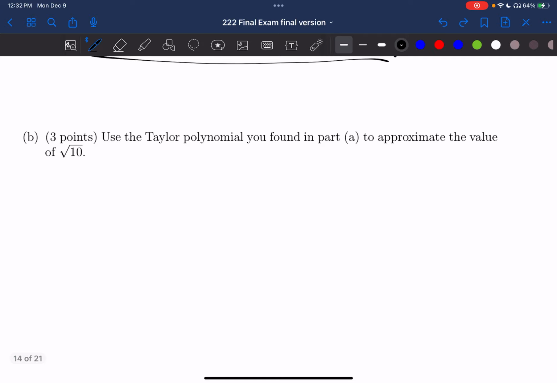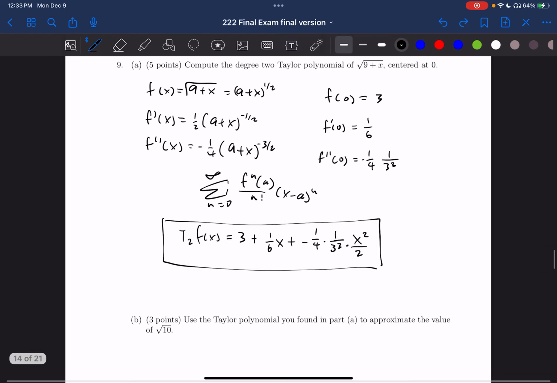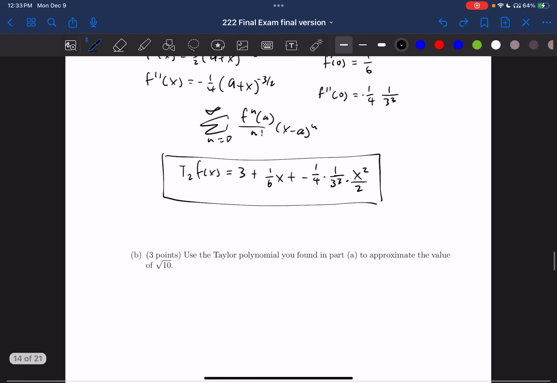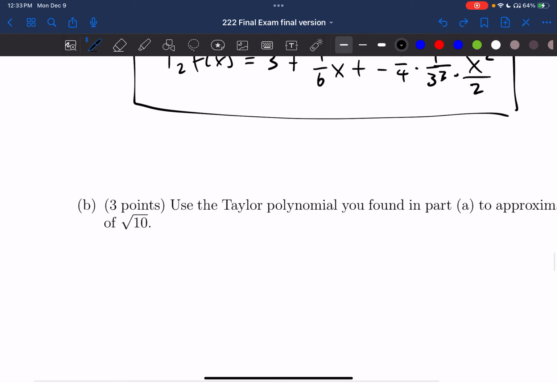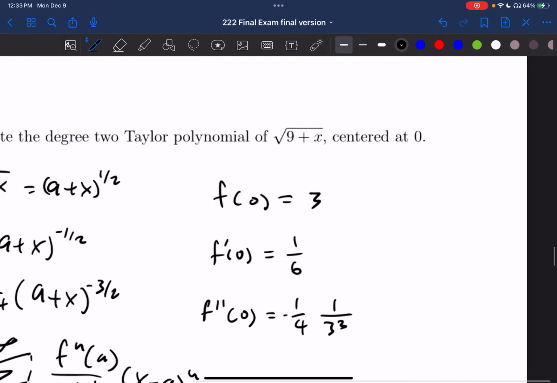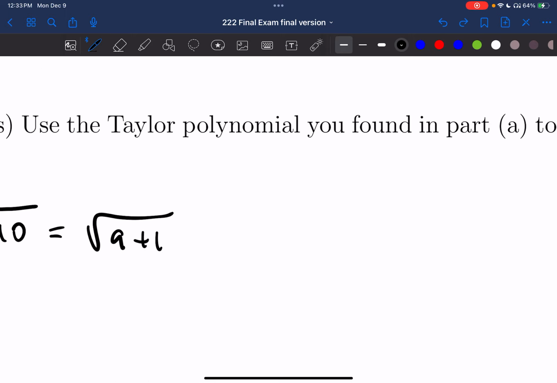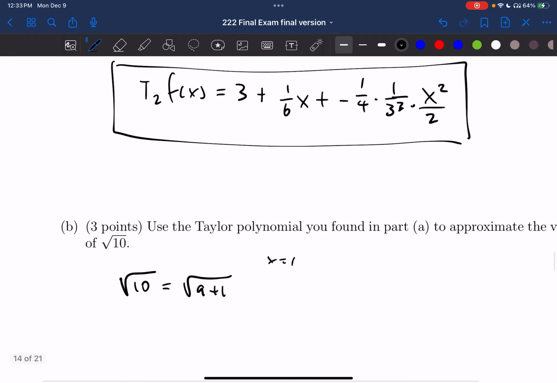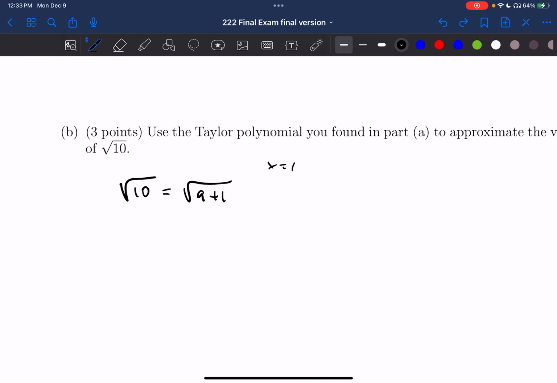Use the Taylor polynomial from part A to approximate the value. This is a very interesting problem, because I doubt that anybody has learned this in class. But basically, if we rewrote square root of 10 to be equal to square root of 9 plus 1, we can see that this x is equal to this 1. So we can say x is equal to 1. So based on this, if we just replace every single x we see with 1, that's approximately what the square root of 10 is going to be equal to.